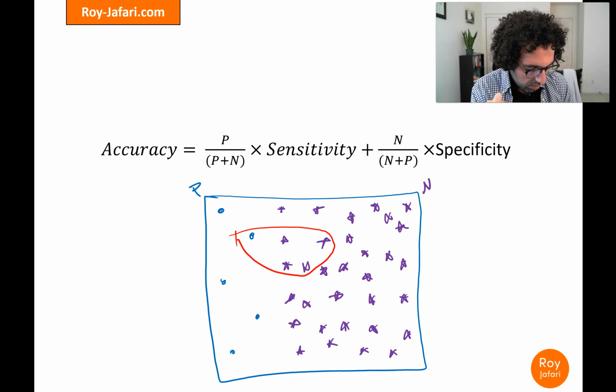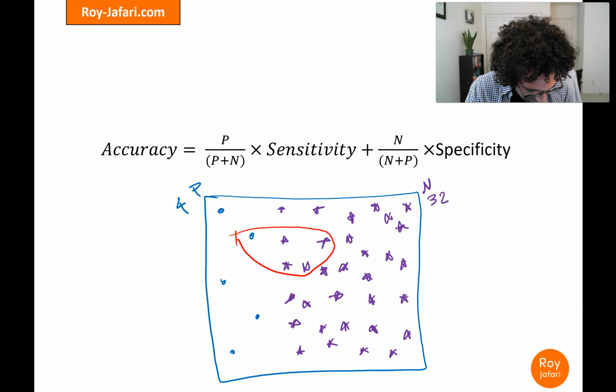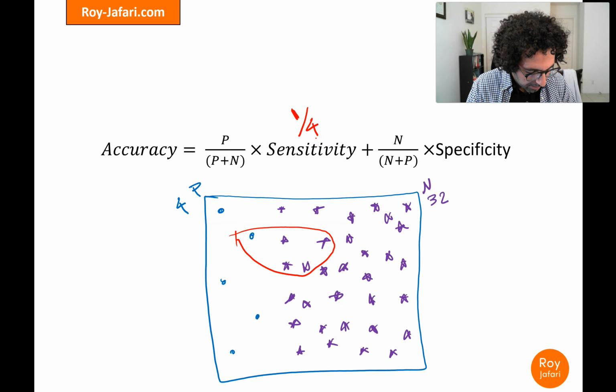So our sensitivity here is going to be 1 divided by 4, right? But our specificity is going to be 28 divided by 32, right? So the specificity is a much better performance, but sensitivity is very low.